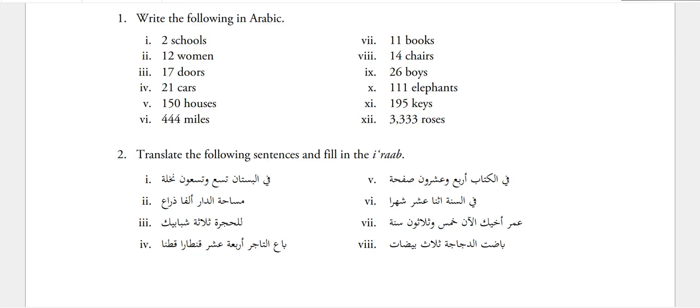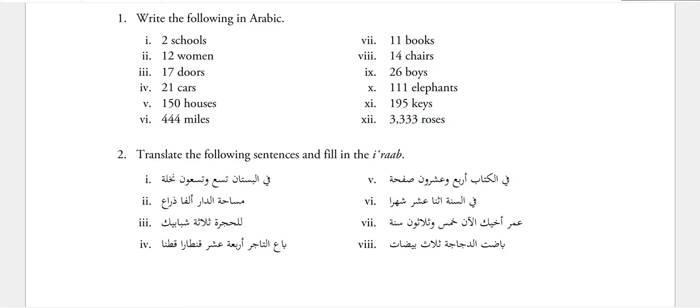Sab'ata ashara, and the plural form of door is... So we do not have to use the plural here. We do not have to make it jama. So sab'ata ashara baban, because the jama rule is only followed from 3 to 9. So here we have 17. So sab'ata ashara baban. Then we have 21 cars. So wahidun wa, okay, so car is muannas. So we say wahidatun wa ishruna sayyaratan.